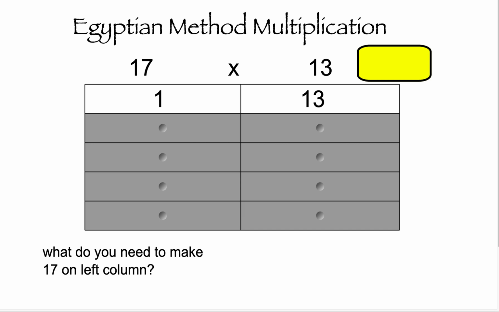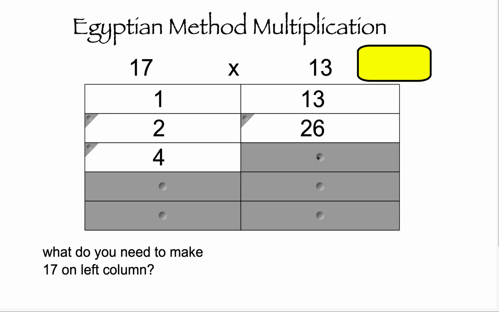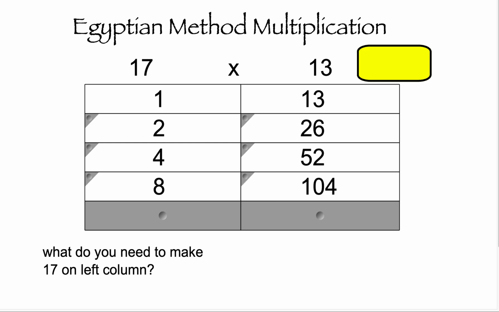The way the Egyptians would do things, let's say it's 17 times 13. On the left column, they would start with 1, and then they would put the number you're multiplying by, so 13. The next column, they would double the left side. So 2, 13 plus 13 is 26. Then 4, and 26 plus 26 is 52. Then we have 8 and 104, and then 16 and 208.